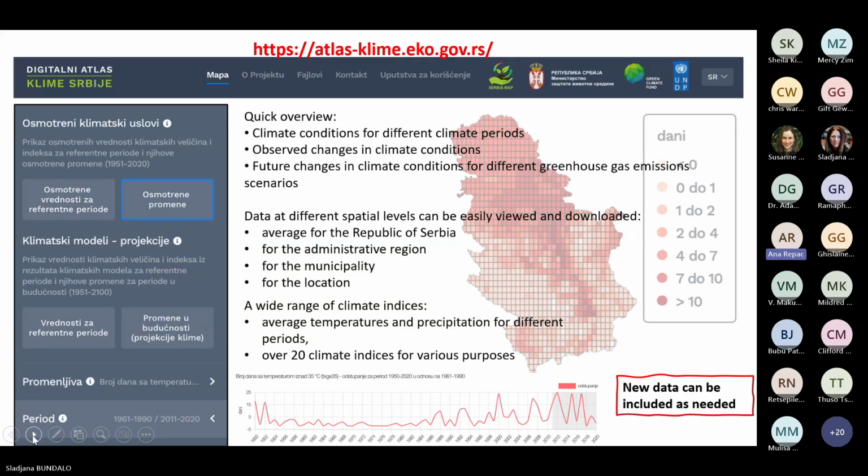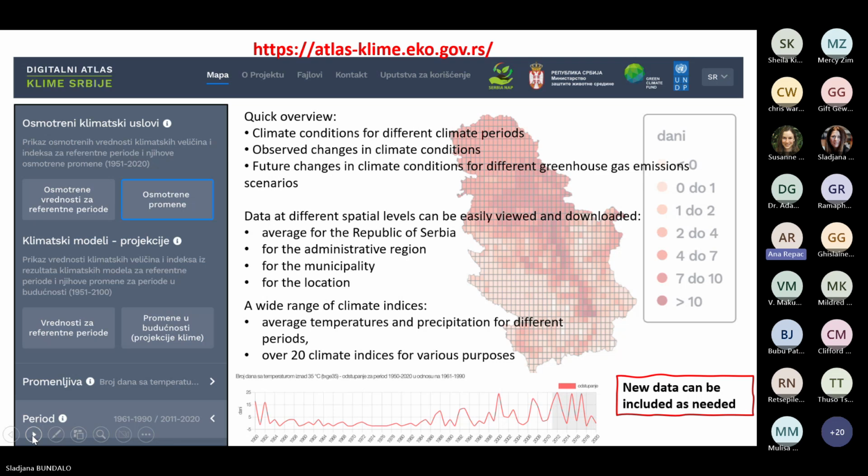So this is the quick overview of what can be found on the Digital Climate Atlas of Serbia platform. It has all relevant climate data for different climate periods: near future, middle of the century, and end of the century, and also the past. So it has observed climate data, and also projected climate data for RCP 4.5 and RCP 8.5 scenarios.